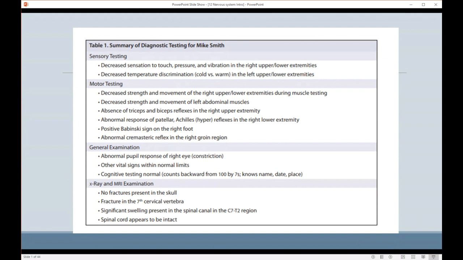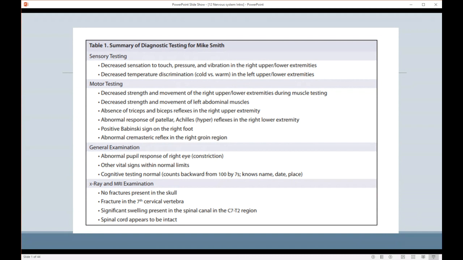Okay, and then they did motor testing, and motor testing is for that information going back out. So it's strength and movement. Are they able to move? That is the sense going out. Okay, they did a general examination. That means that they looked at all of the rest of the body, including their pupil response to light. And in this case, they had an abnormal pupil response on the right eye.